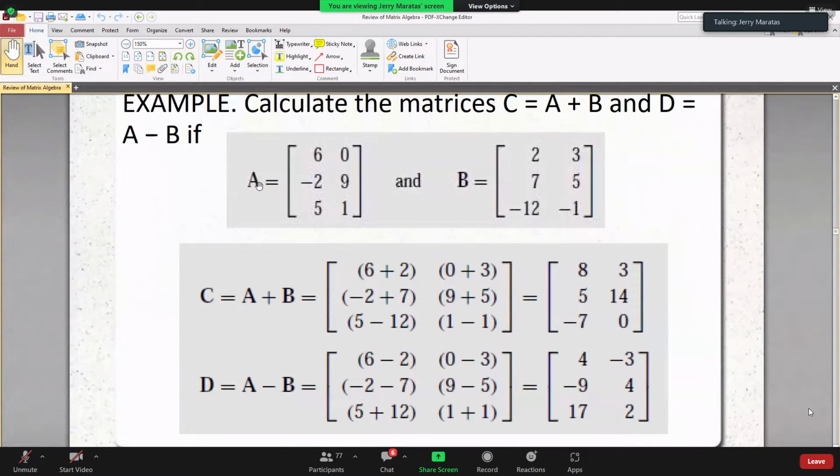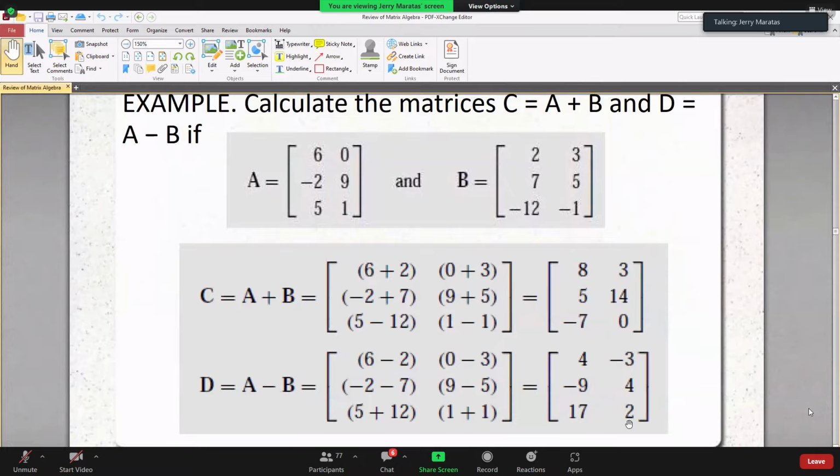How about if we subtract B from A? You subtract. 6 minus 2, that becomes 4. 0 minus 3, that's negative 3, and so on and so forth. Okay, so I don't think there's a problem when you perform addition and subtraction between two matrices.